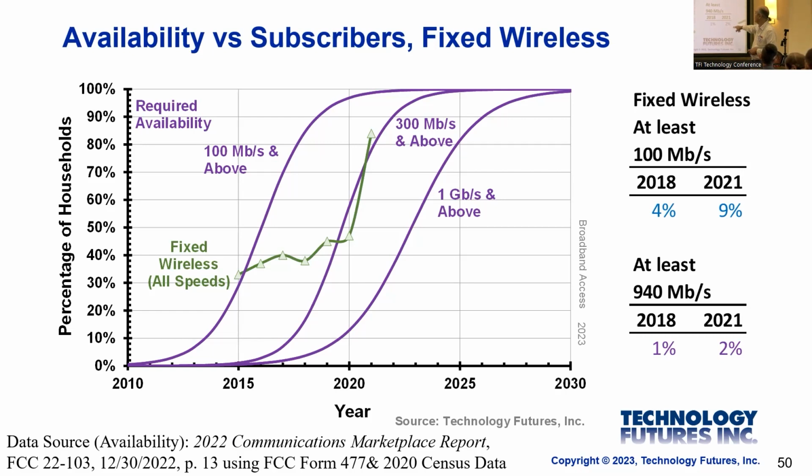And only 2% of them were 1 gig, which is the next target. But there's potential there for fixed wireless to get there, and maybe we'll talk more about that. But I would see fixed wireless being a much bigger player in this if they get their speeds up to match these targets.